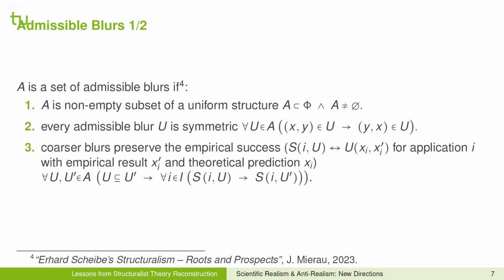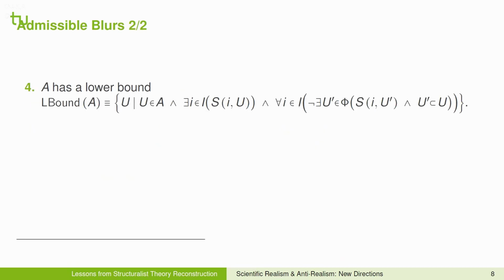And then comes the novel part. As I said, we want to somehow express that if we have an empirically successful blur, this property is maintained when we proceed to coarser blurs. So I need a new relationship here, I call it S, like success, for an application of the theory and a given blur. It means simply that the predicted value from the theory x_i is within the blur of the empirical result. And that's simply set by this condition here.